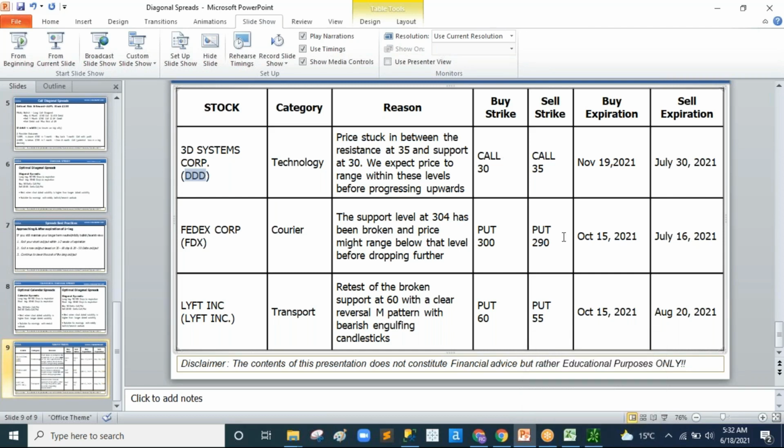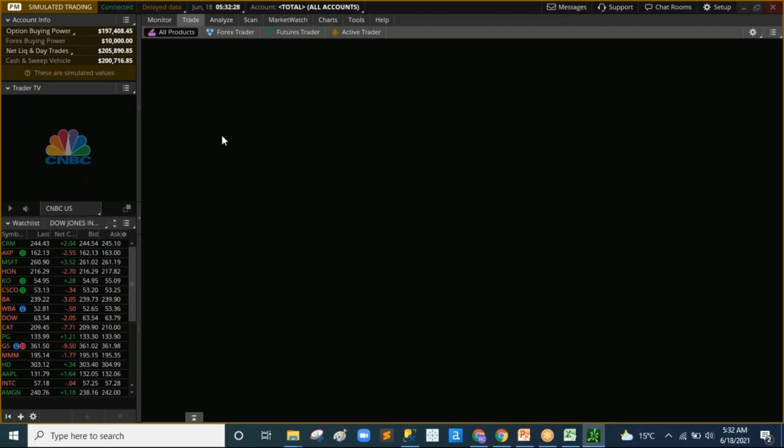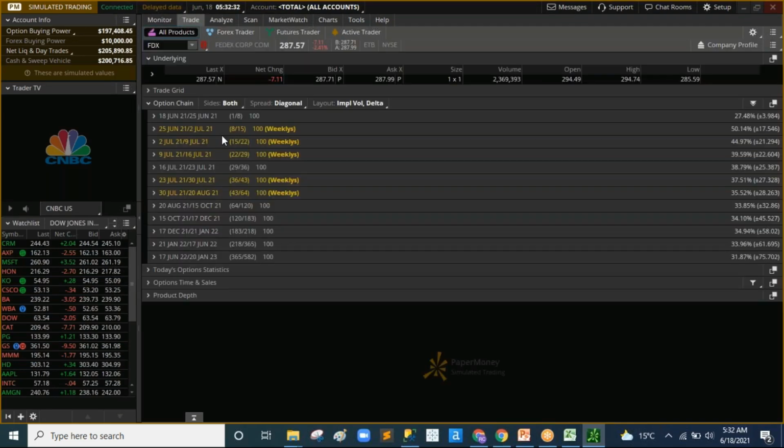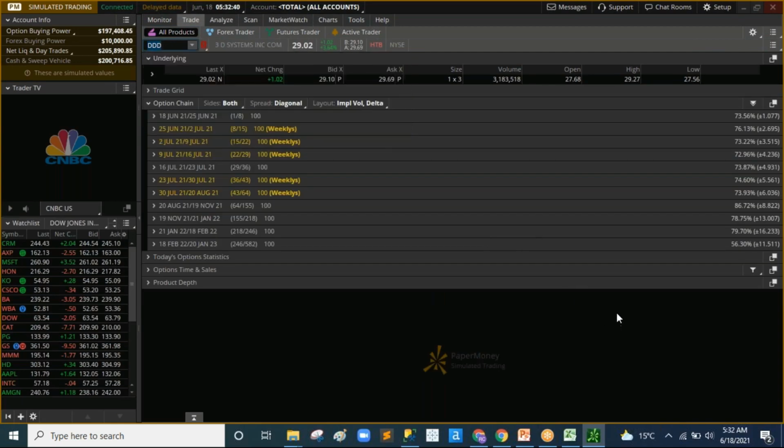Okay, so let's try and implement this one, the first one. I think we'll just do the first and the last one, because for these others I'm going to check for another one, then I'll communicate. So this one is the triple D. So trade. Triple D, is it really the right one?